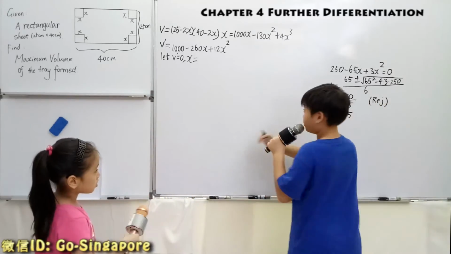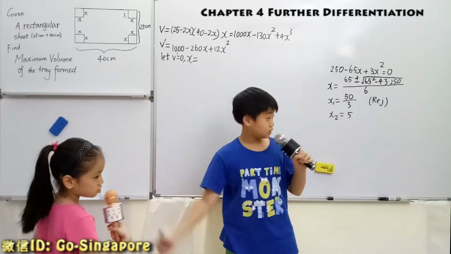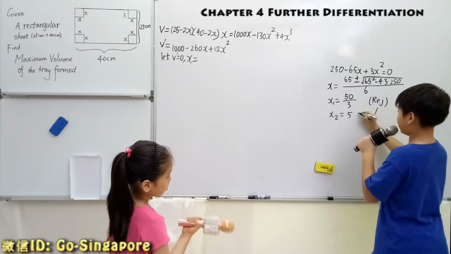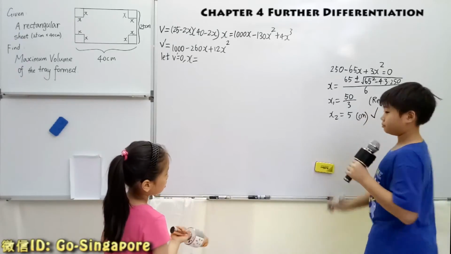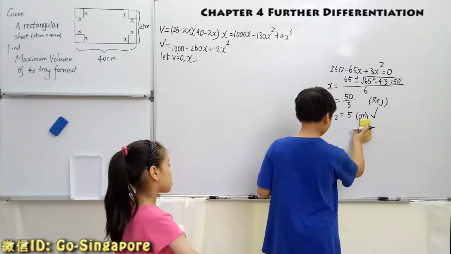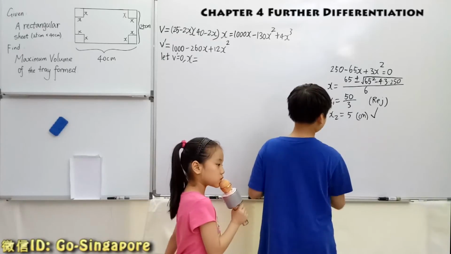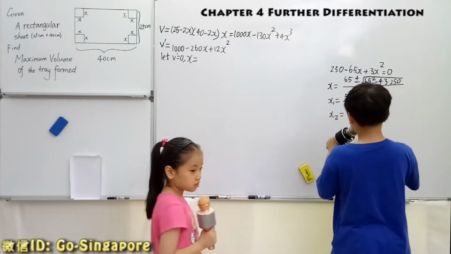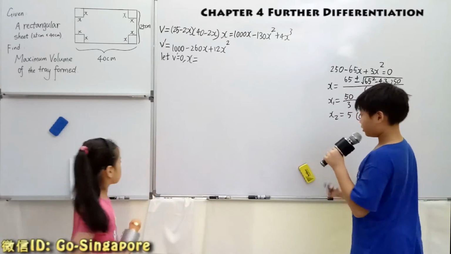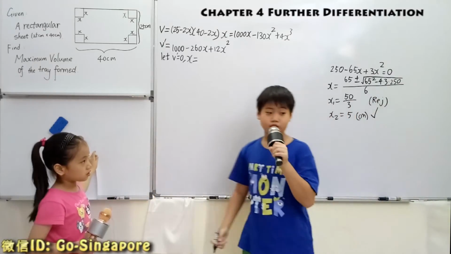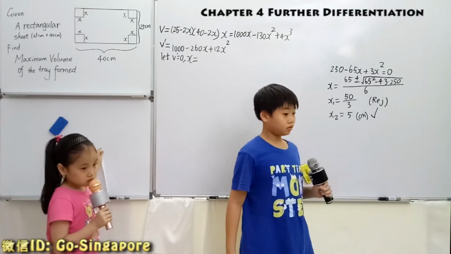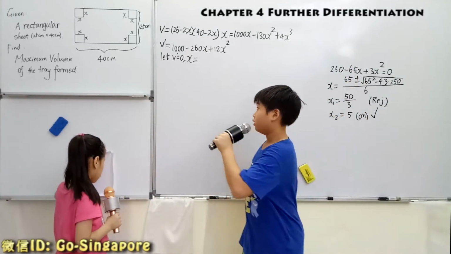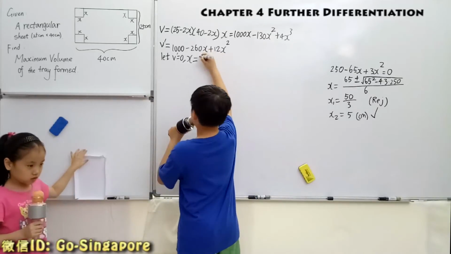It is possible, right? And this is the only case that we can choose. And remember, this is cm. Why is it 5? Because it's 30 over 6. At first, when we calculate this, actually it's 30 over 6, right? So for this, x is 5.